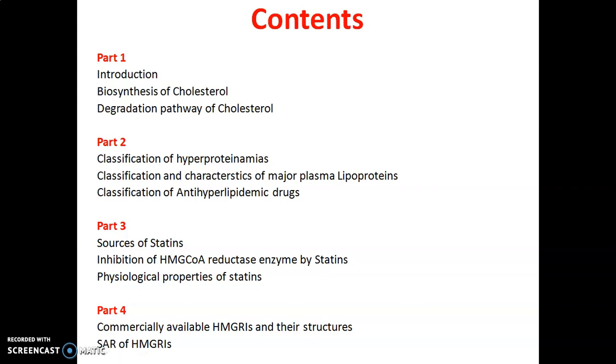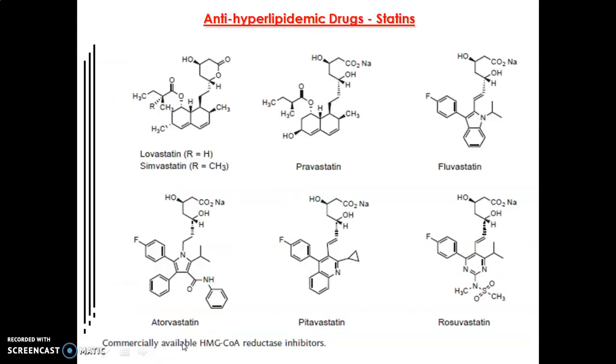In part 3, part 2 and part 1, we have covered the biosynthesis of cholesterol and its degradation pathway, then the classification of antihyperlipidemic agents, as well as inhibition of the HMG-CoA reductase enzyme. This main part we have covered. Now today we are going to see a very important part, that is the SAR of HMG-RIs.